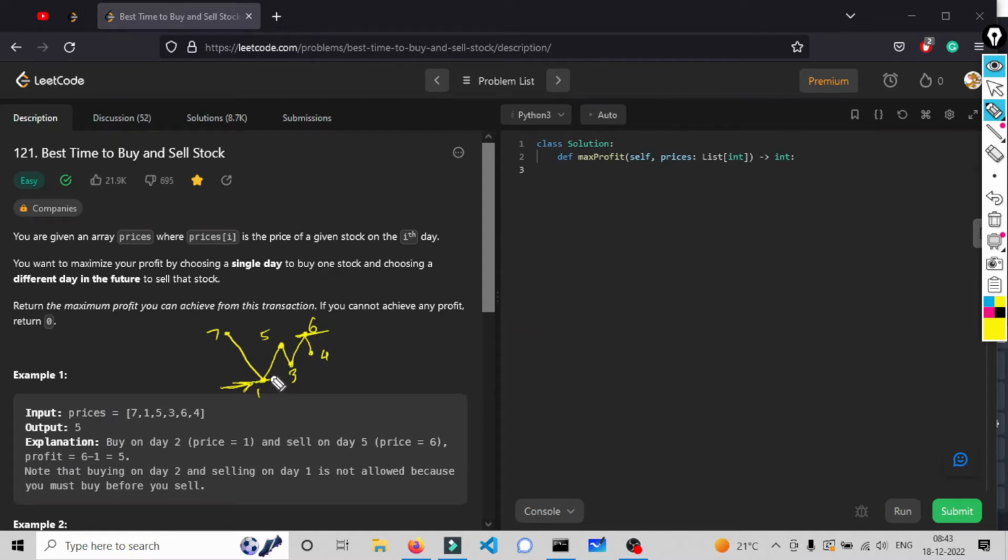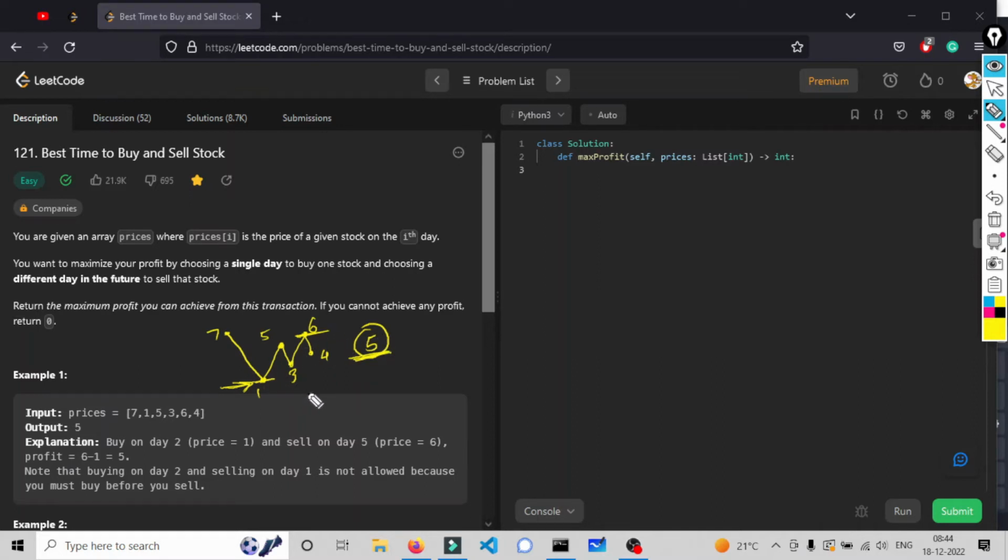The lowest price is 1, and the highest price is 6 after 1. So what is the maximum difference? If you buy at 1 and sell at 6, then the maximum value we will get is 5. There is no other point where you sell the stock and get a profit larger than 5. If you sell at 5, then you will get 4. If you sell at 3, then you will get 2. If you sell at 4, then you will get 3. Right? There is no other point where you will get the maximum value.